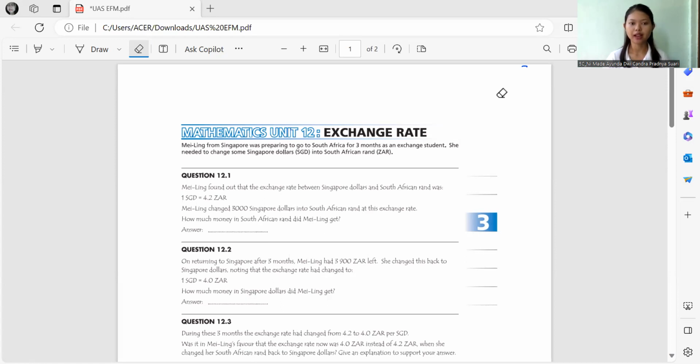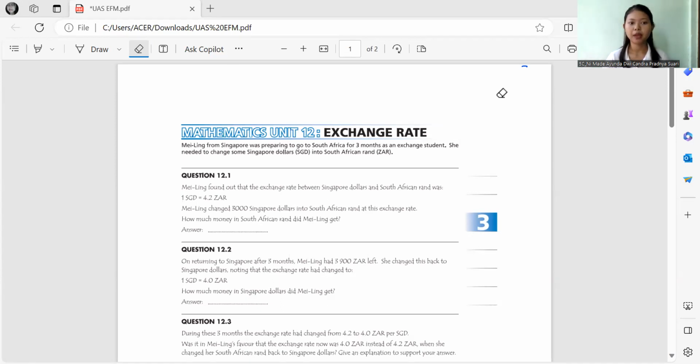Now, I will explain about Mathematics Unit 12, and it is about exchange rate. I will solve the problem in Mathematics Unit 12 about exchange rate for my final exam.